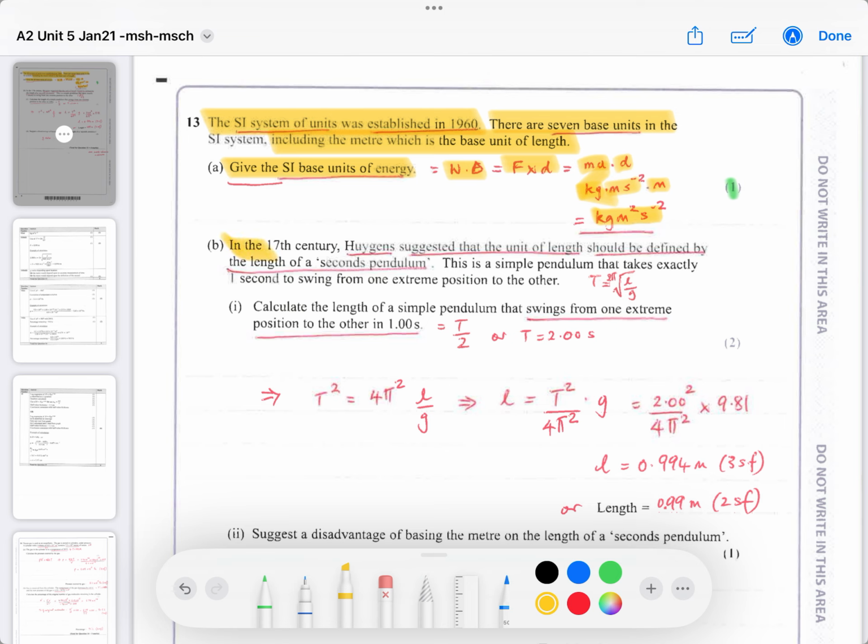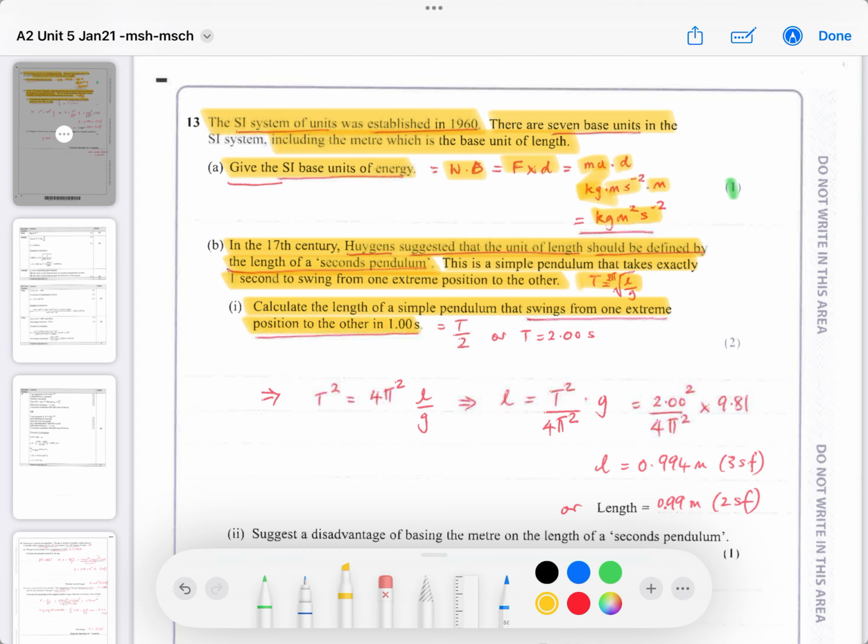Okay, the next part. In the 17th century, I don't know how you say his name, Huygens suggested that the unit of length should be defined by the length of a second's pendulum. This is a simple pendulum that takes exactly 1 second to swing from one extreme to the other. That's half a period. And remember, the period is T equals 2 pi root L over g, and this equation is given to you in the equations at the back. Calculate the length of a simple pendulum that swings from one extreme position to the other in 1 second.